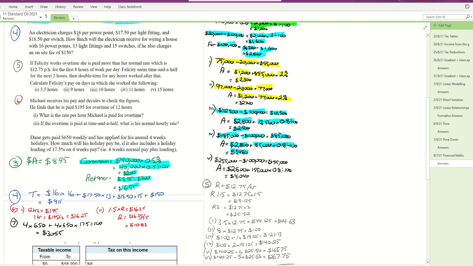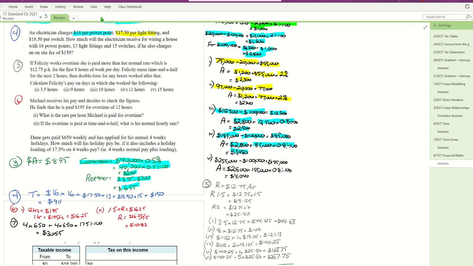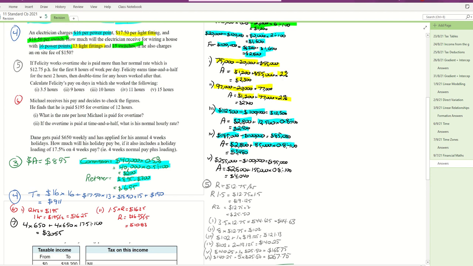My next question is about an electrician who is being paid for piecework plus a call-out fee. His piecework is $16 per PowerPoint, $17.50 per light fitting, and $18.50 per switch. Now he's wired a house with 16 PowerPoints. It's got 13 light fittings, and it's got 15 switches.